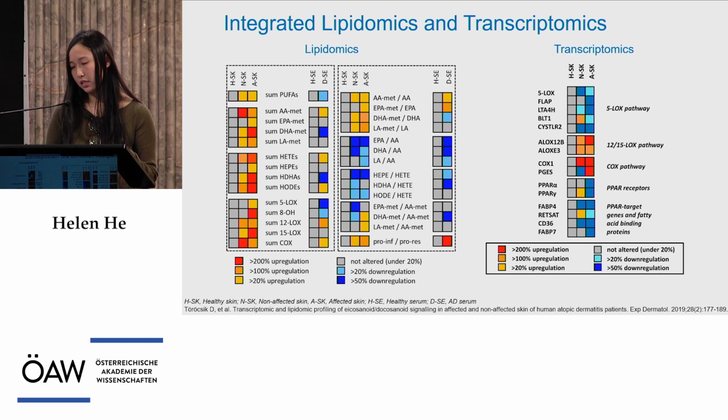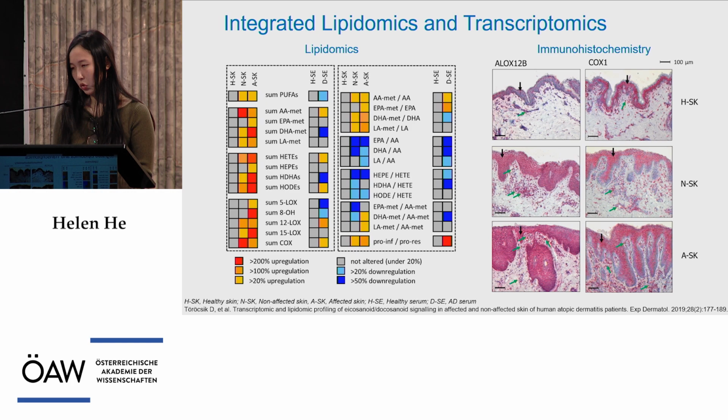And correspondingly, the transcriptomic data also showed increased mRNA expression of components of the COX and LOX pathways, such as ALOX12B and COX1, with validation at the protein level with immunohistochemistry as well. So this study provides some evidence for the upregulation of eicosanoids and docosanoids in the COX and LOX pathways in AD, both at the metabolomic and the transcriptomic level, contributing to the pro-inflammatory microenvironment of AD.